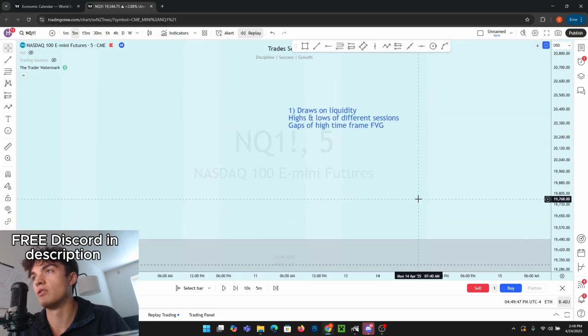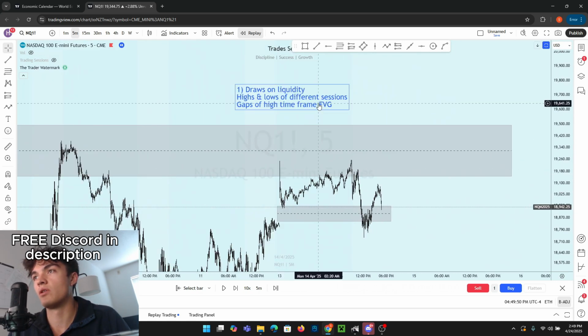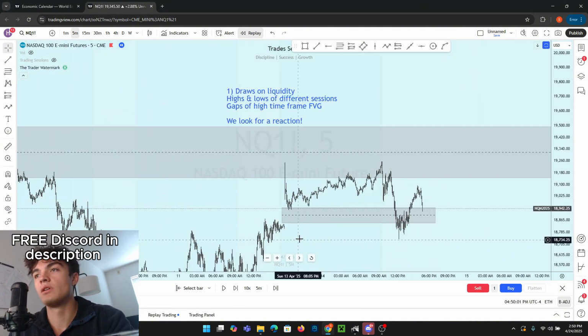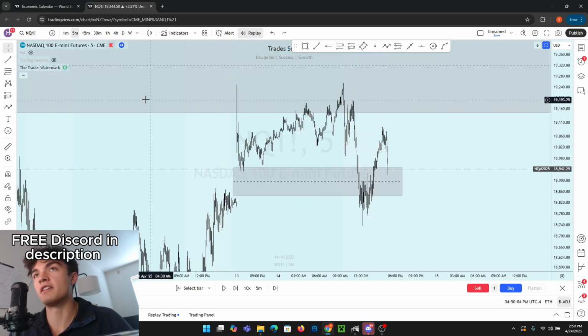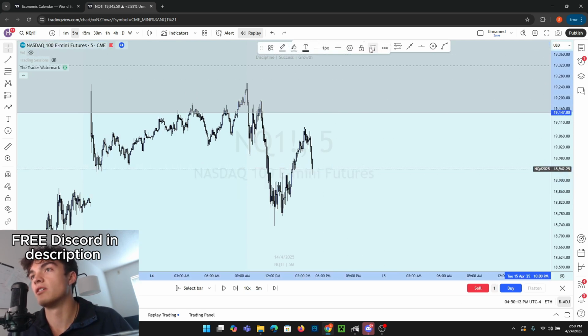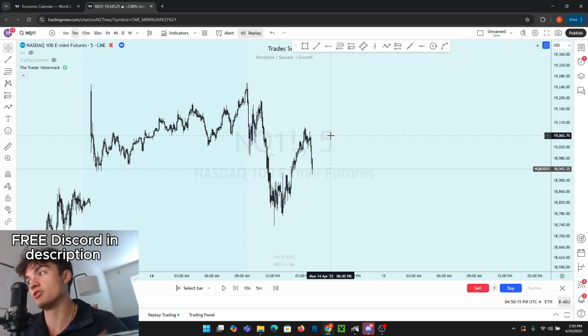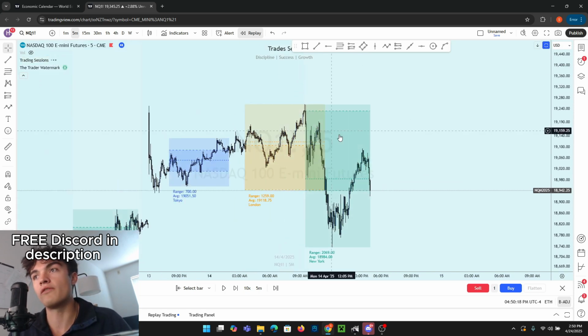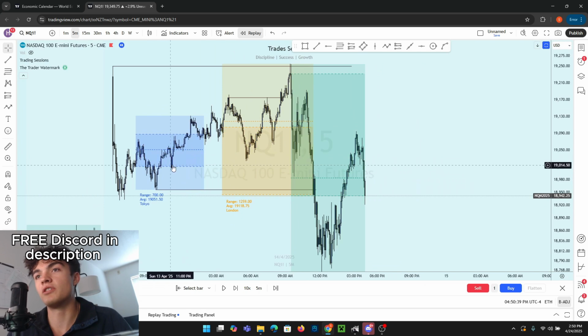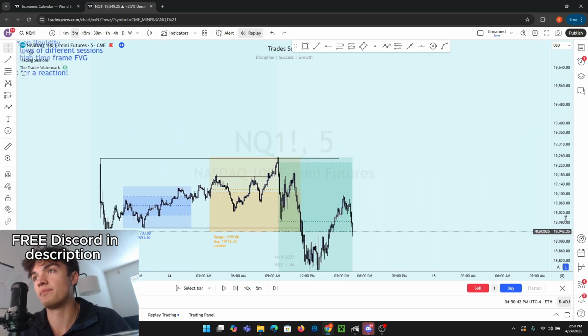Boom. So what are we looking for with our draws on liquidity? We look for a reaction. This is important. We look for reaction from our highs and lows or from a fair value gap. We use this reaction to help us find where price is going to go next, which is also another draw on liquidity. So for example here, we see price during Tokyo put down this low, right?